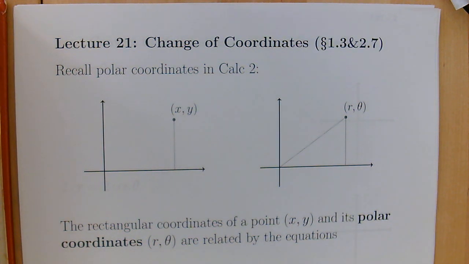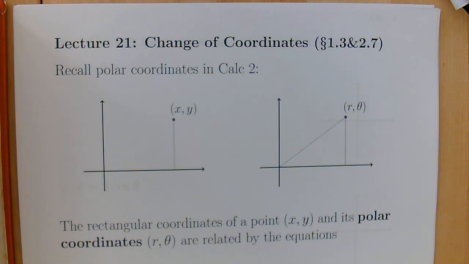All right, everyone. Welcome to lesson 21 of Calculus 3. Today what we're going to do is have a review of polar coordinates from Calculus 2, and then we're going to generalize polar coordinates to 3 dimensions. And it turns out that there will be 2 common ways in which we're going to be doing that.